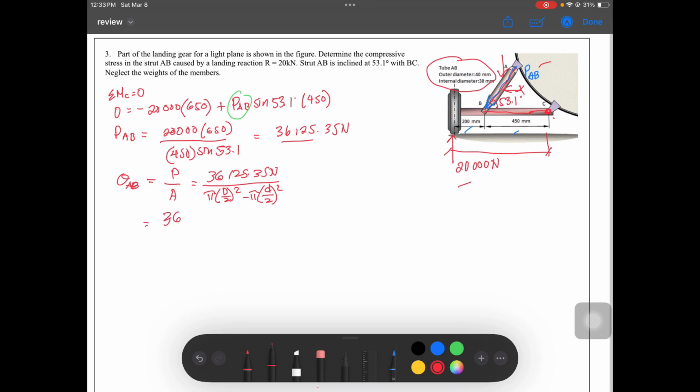So, 36,125.35 Newton all over pi, ano yung diameter? 40 divided by 2. And then pi, it's 30, so 15 squared. So, ang stress natin is equal to 65.71 MPa. That is the compressive strength sa strut AB.